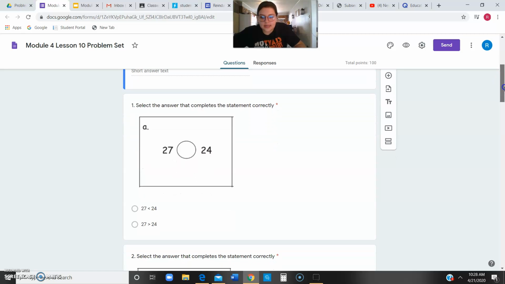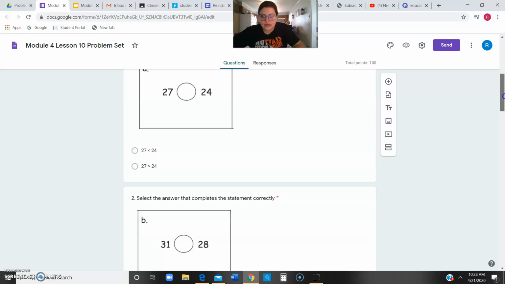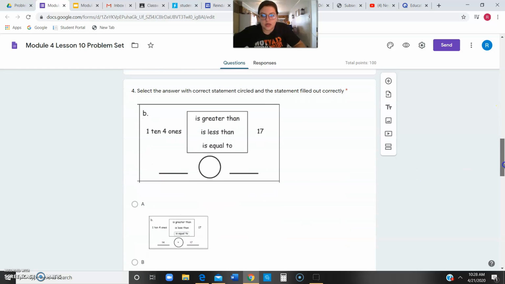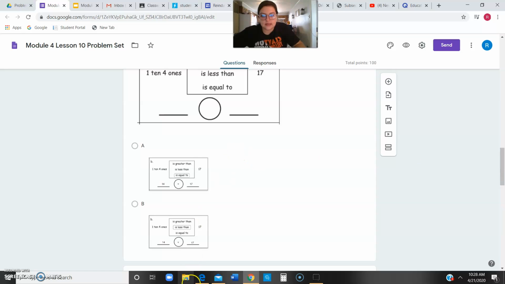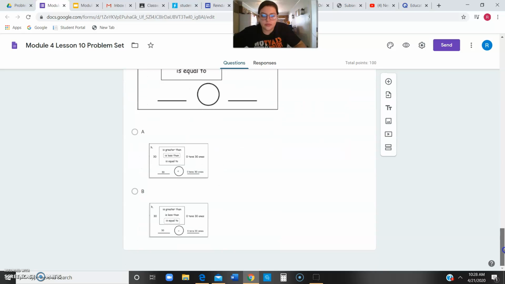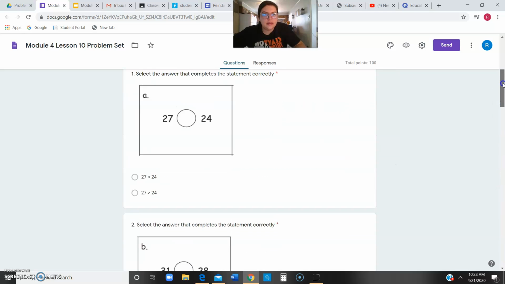So you're going to go in and select the correct answer for each statement. So make sure that the symbol is eating the bigger number, okay? And you'll go through and work on all 6 of these. Now this is like one we did in our lesson. So you're circling, putting the number on the line, and then making sure that symbol is correct, okay? And when you're done with that, you click submit on the bottom.